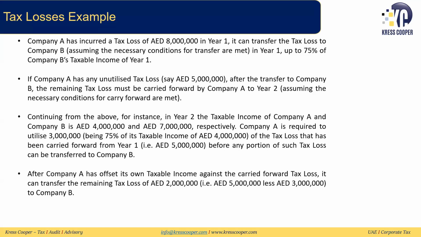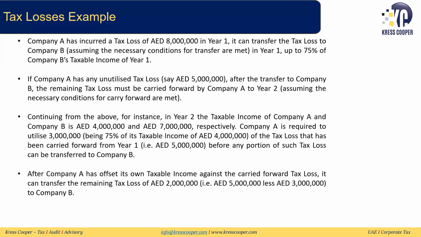So like we said, it is a max of 75%. If company A has any unutilized tax loss, let's suppose that they transfer 3 million to them and now 5 million is the remaining. So after the transfer, this remaining tax loss will be carried forward by company A to year two, so 500,000. Again, assuming that all the conditions are being met.